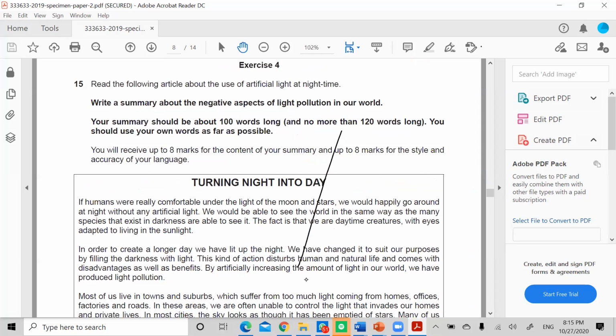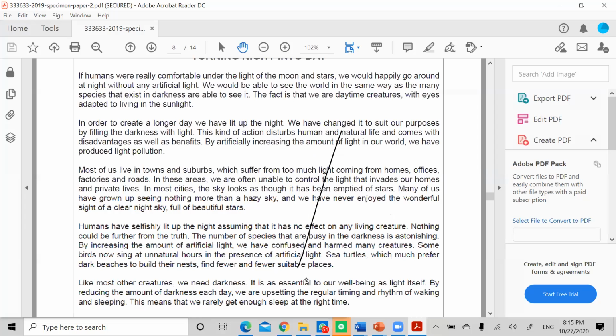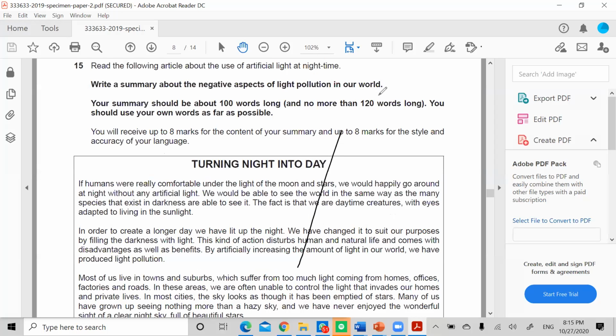What is the difference between the core and the extended is only the word limit here. As for the extended, the word limit is from 100 to 120 words. For the core, it is from 70 to 90 words. How many marks for this exercise? For the extended, we have 16 marks. As for the core, we have 12.